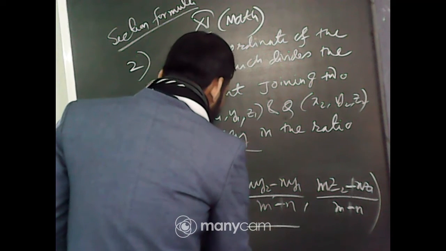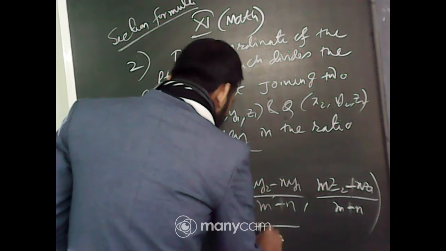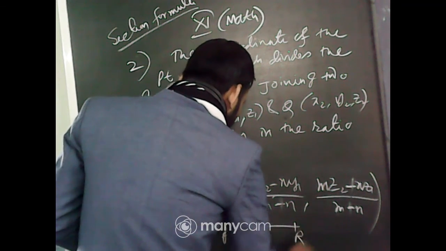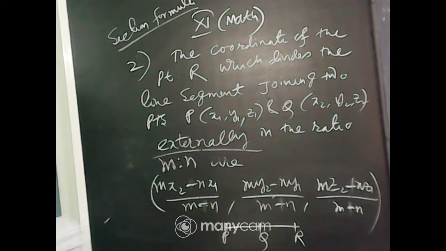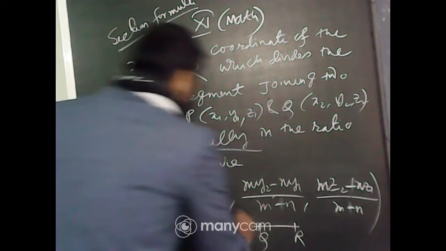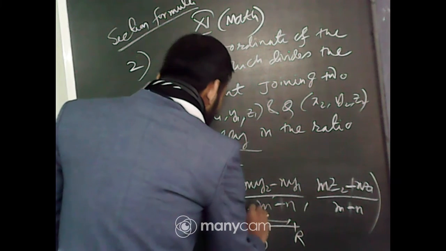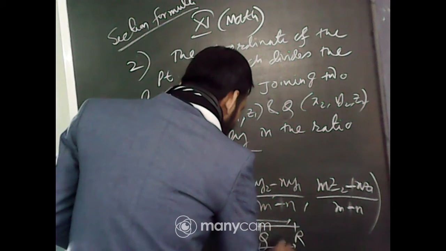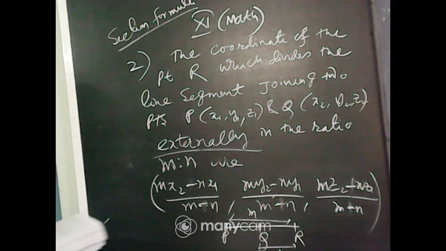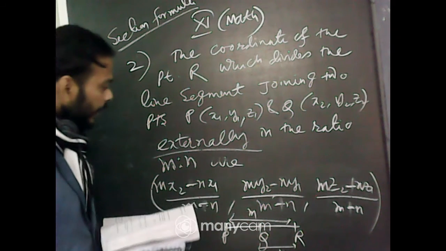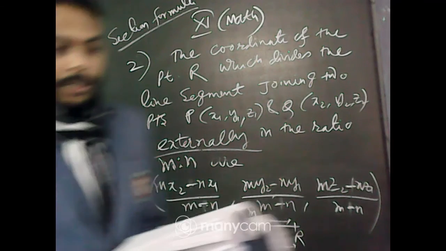So here R will be outside the line segment. R lies outside the line segment, that is M and that is N. Have you got it?